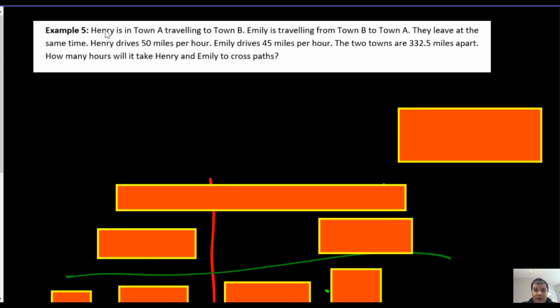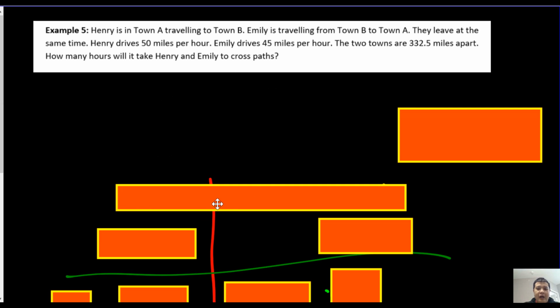So here it says that Henry is in town A and traveling to town B, and Emily is traveling from town B to town A. They leave at the same time. Henry drives 50 miles per hour and Emily drives 45 miles per hour. The two towns are 332.5 miles apart. How many hours will it take Henry and Emily to cross paths?